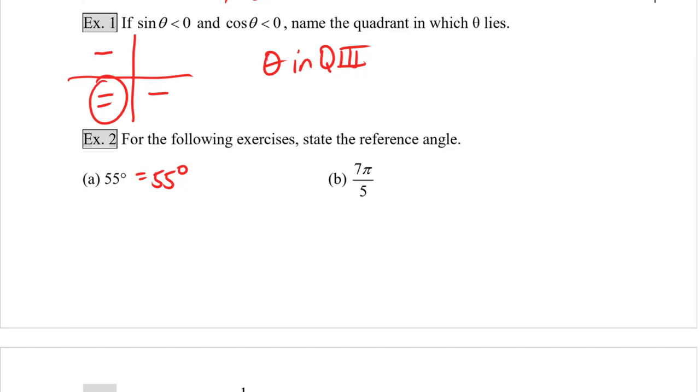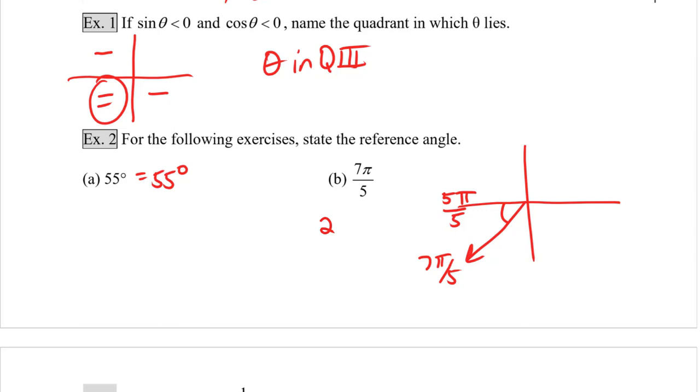Now it's hard to say which quadrant this is in. This is not one of the special angles on our unit circle. But let's just think about where this is in relation to halfway around. Pi is always something easy to think about because a common denominator with 7 pi over 5 would mean that pi would be 5 pi over 5. We know that 7 pi over 5 is more than that. So that means that 7 pi over 5 is down here in quadrant 3, and the difference between 7 pi over 5 and 5 pi over 5 is 2 pi over 5. So the reference angle is going to be equal to 2 pi over 5.